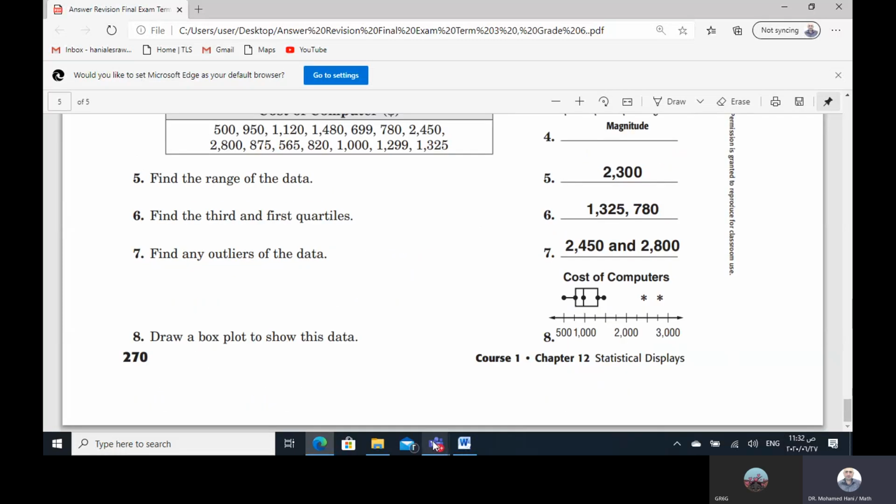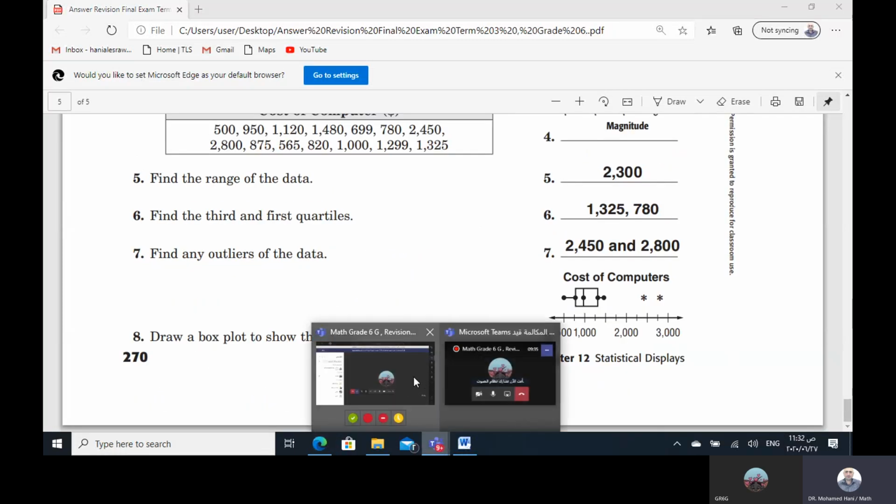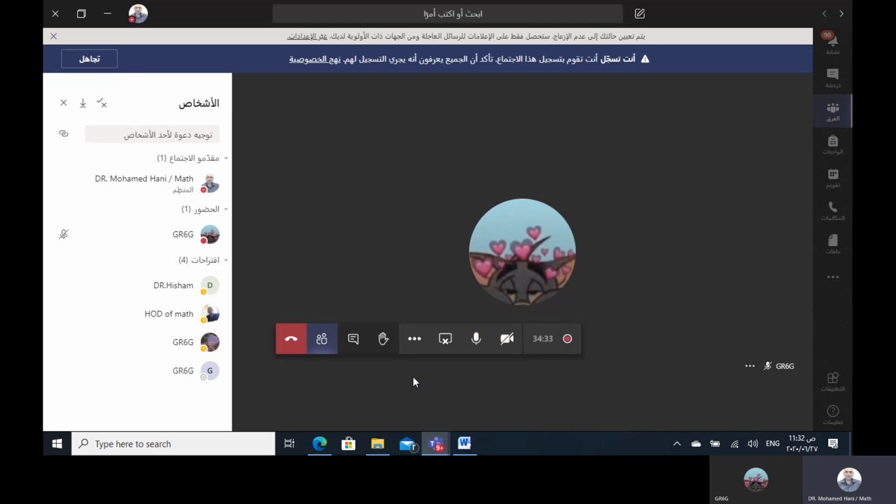And this is our revision. Who has a question now? Rawda, do you have any question? Girls, Rawda? No, Mr. Okay, this is our revision.